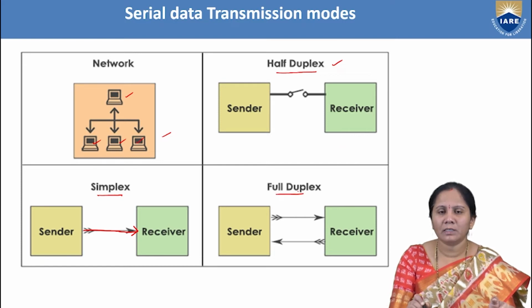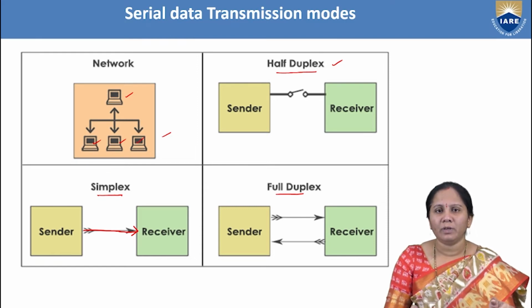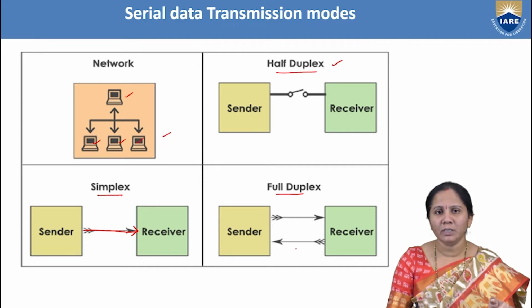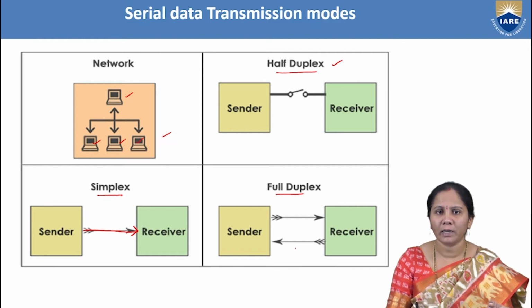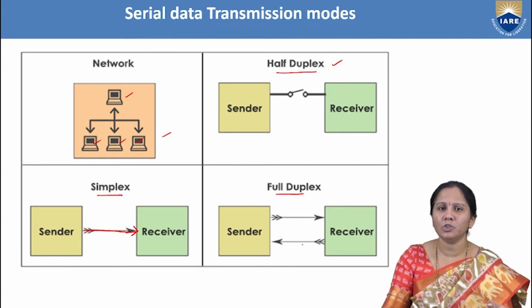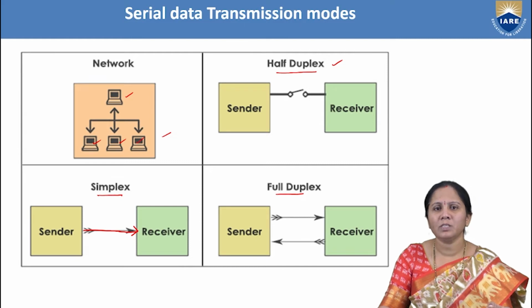And another serial transmission mode is full duplex transmission mode. In this type of communication, this is also called two-way communication. But here the two-way communication can be performed at a time. So the sender can be sending the data, and at the same time the receiver also can send the data to the sender. So full duplex means it is two-way communication, and the communication will be existing at a time.